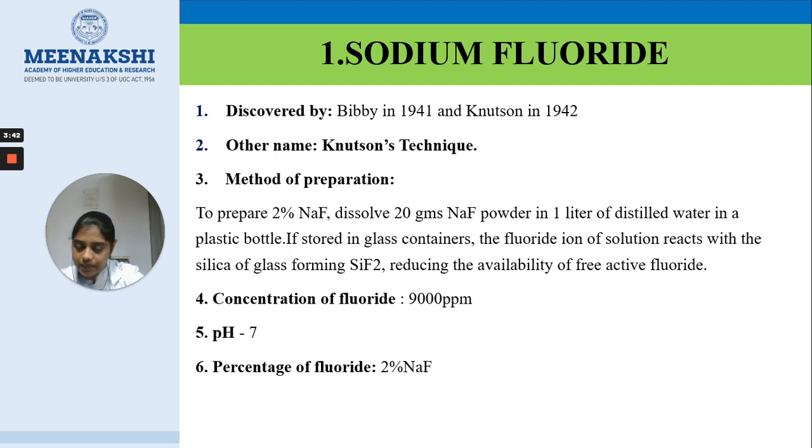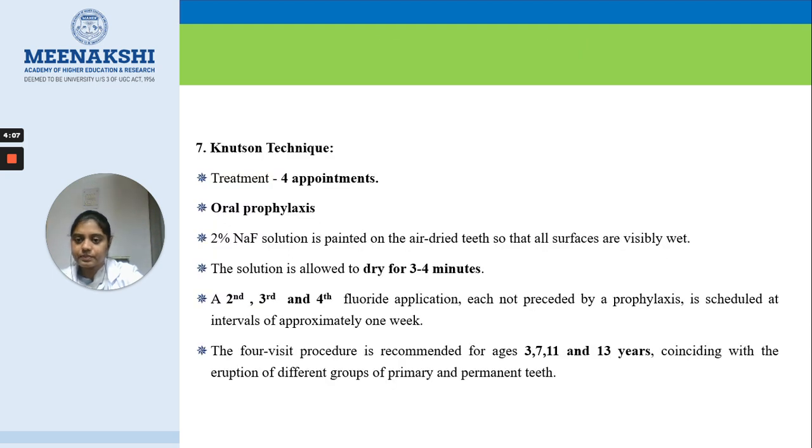So how it is prepared is that to prepare 2% sodium fluoride, we have to dissolve 20 grams of sodium fluoride powder in 1 liter of distilled water in a plastic bottle. If stored in glass containers, the fluoride ion tends to react with silica, reducing the availability of free active fluoride. And the concentration is 9000 ppm, the pH is 7, and the percentage of fluoride is 2% sodium fluoride.